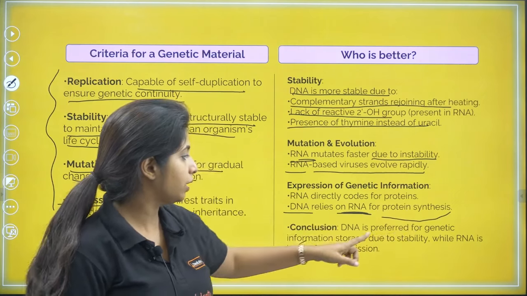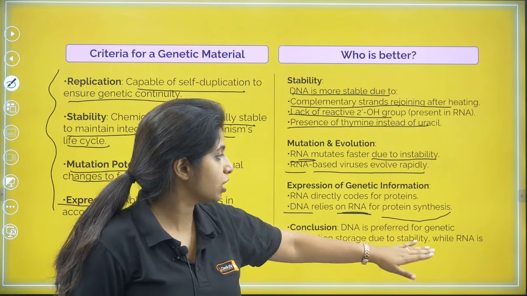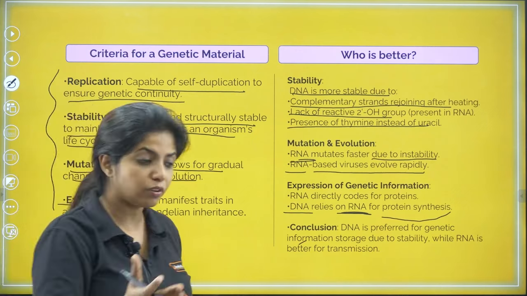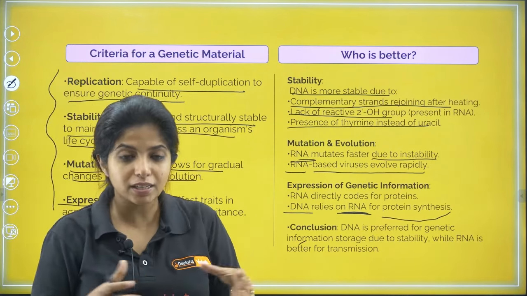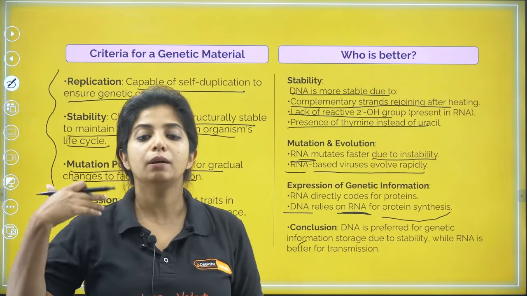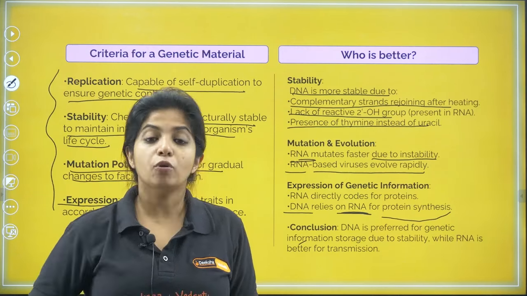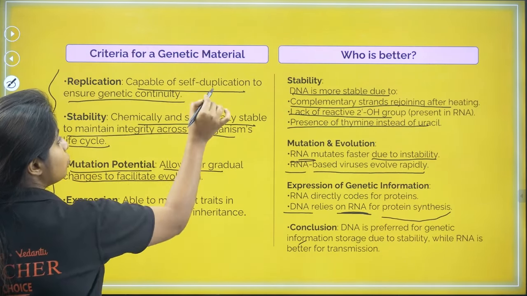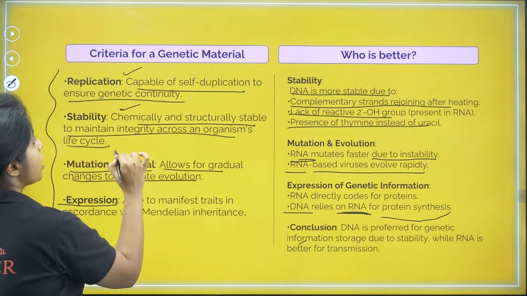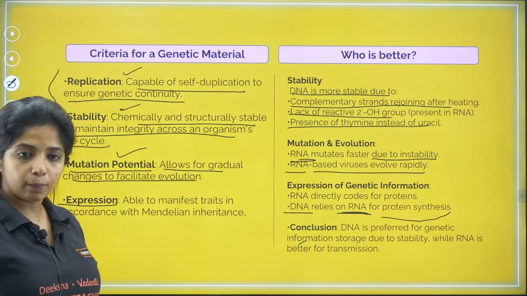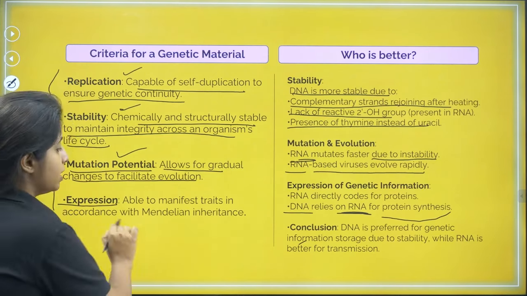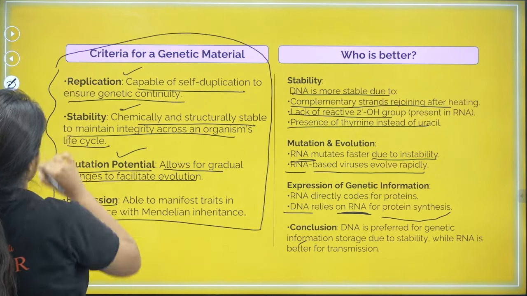DNA is preferred as genetic material for information storage due to stability, whereas RNA is preferred for transmission. If you want to transform something, you will prefer RNA if you want faster evolution and things like that. But in all the other cases, as a genetic material, you will use DNA because the four conditions are matched: replication, stability, mutation potential, and also expression. Please remember, this is a very important question.